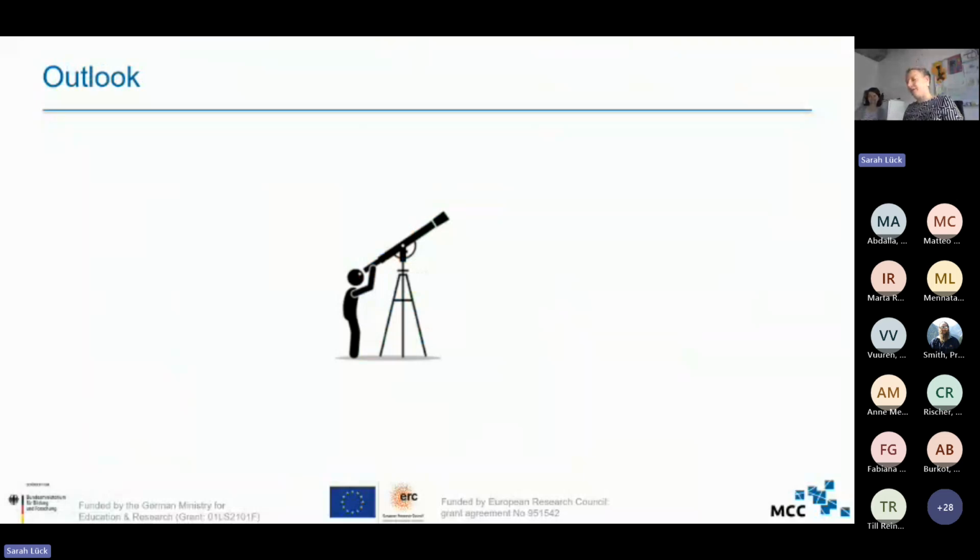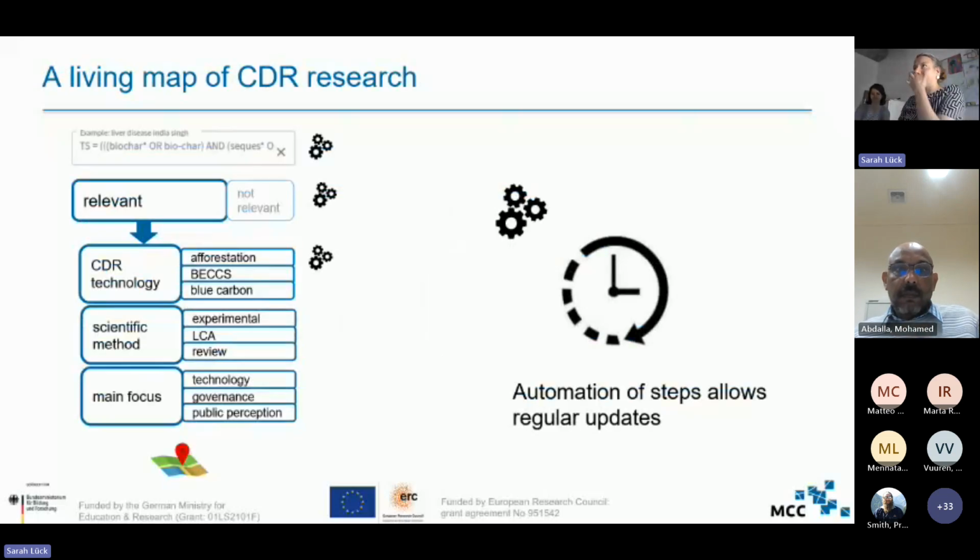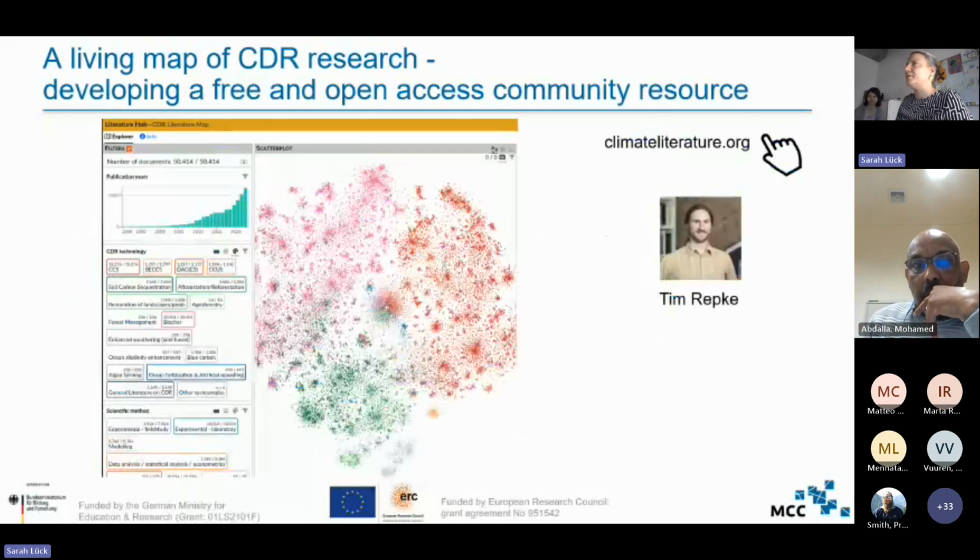Okay, that's so far for the CDR map. And I will now give a brief outlook. Of course, I talked about the living map of CDR research, and we've seen that I used heavily automation steps. These automation steps can then be used to give regular updates. We want to go in this direction and call this a living map. So this CDR map is then regularly updated. And a first step has been done so far.